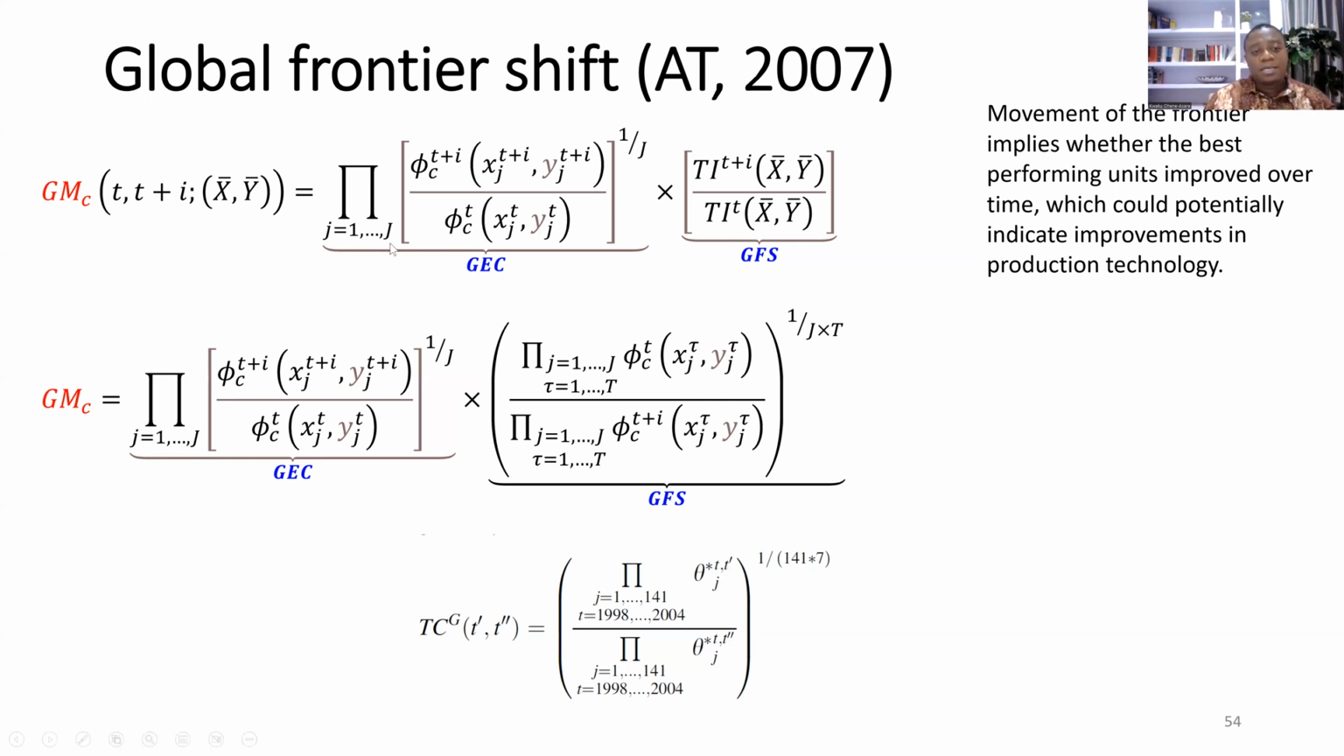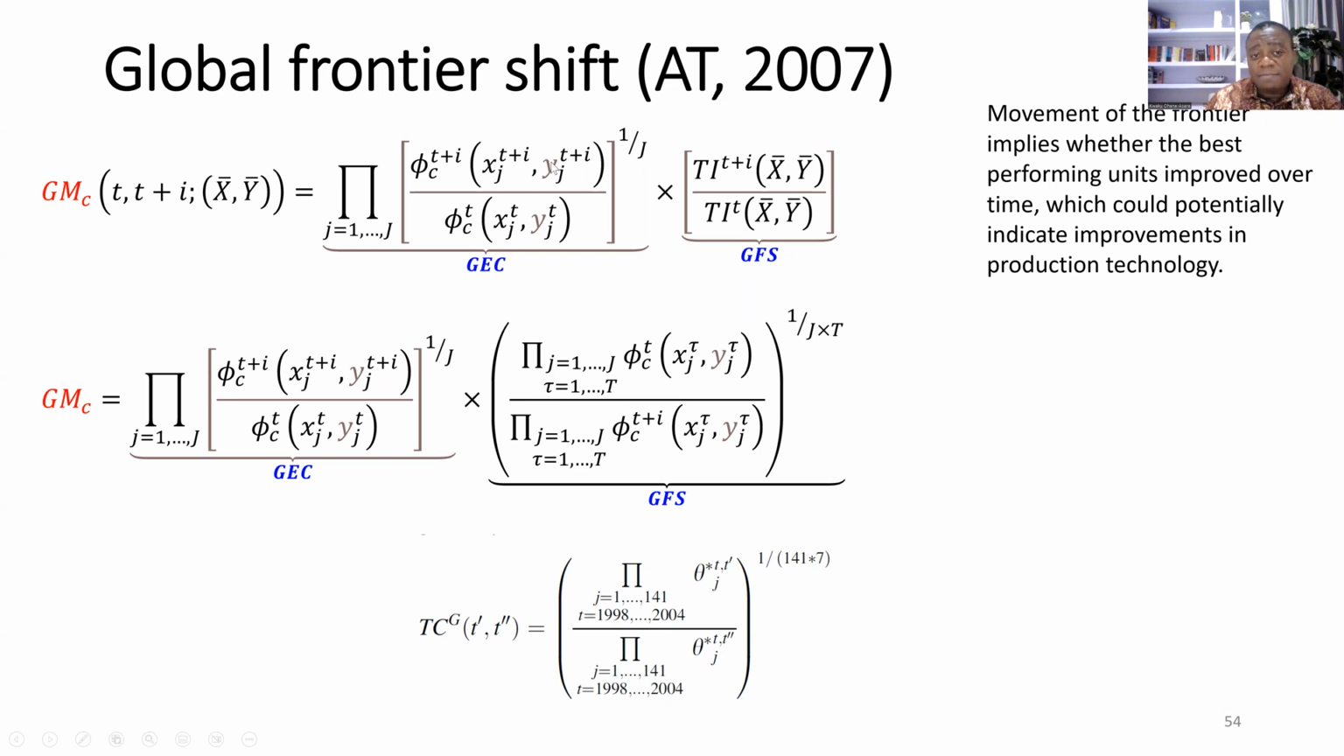Now, how do you calculate the global Malmquist? Remember, the global frontier shift is the second term in the global Malmquist. The global Malmquist is given by the global efficiency change and the global frontier shift, which is a global technological change. Now, the way you calculate the global efficiency change is very important. That is why I indicated that this is for both time and group. The global efficiency change, watch something here.